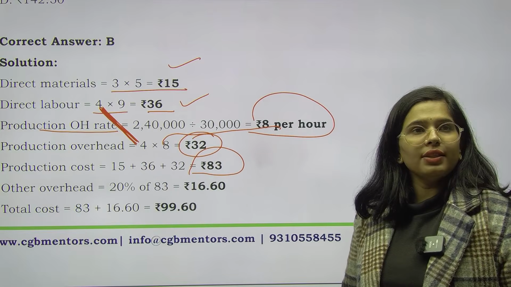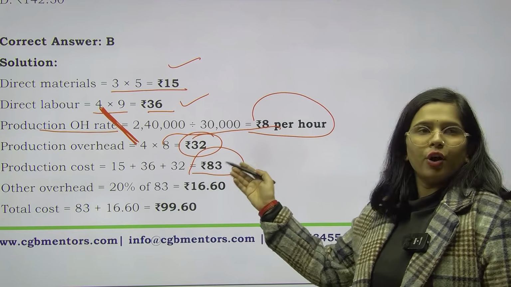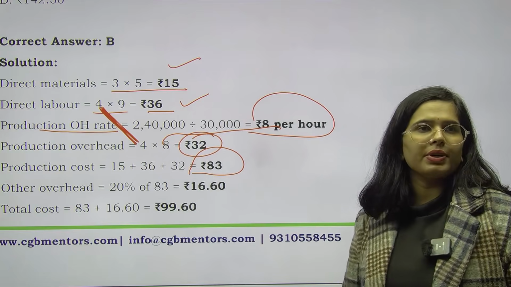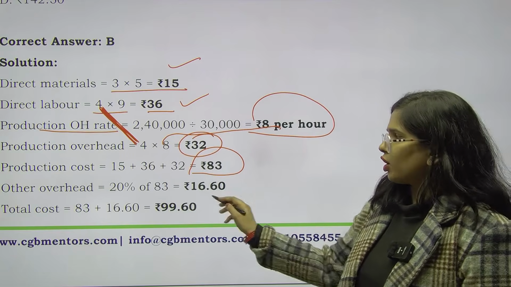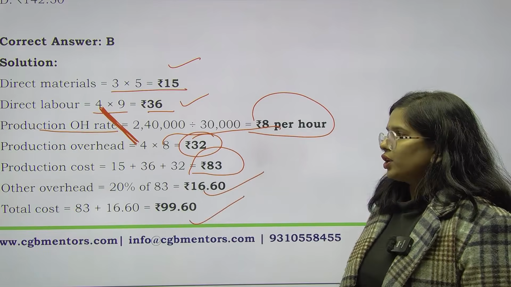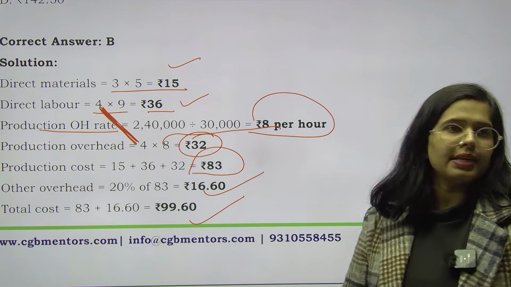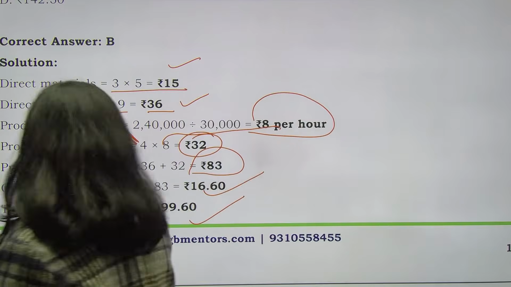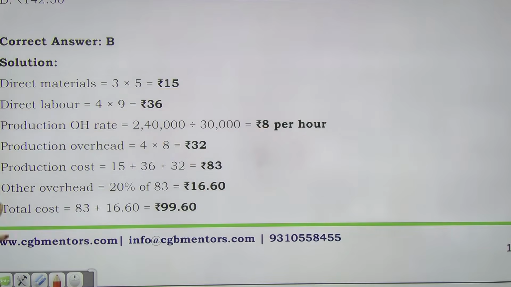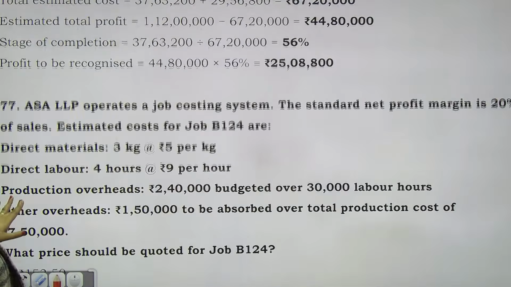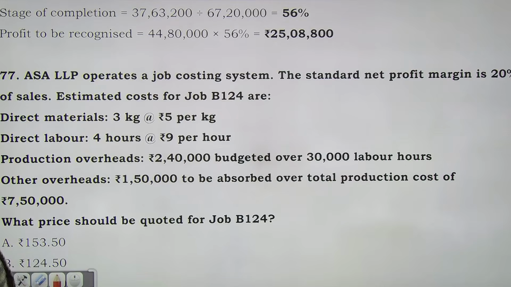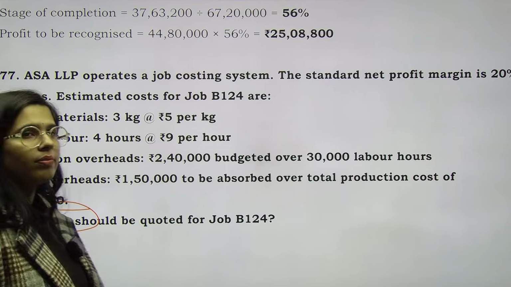Other overheads कितने होंगे? 20% of your production cost, ठीक है? 20% of your production cost. So this is your other overheads. And total cost would be 83 plus 16.60. After that, I have found out the total cost, but what they are asking me is the price, what I should charge from the customer.